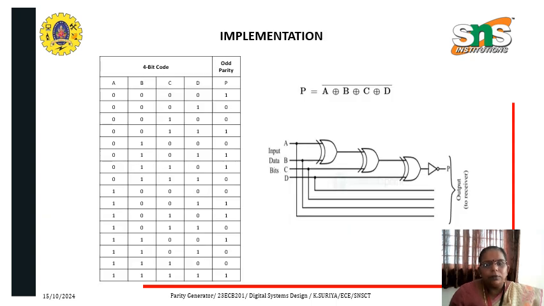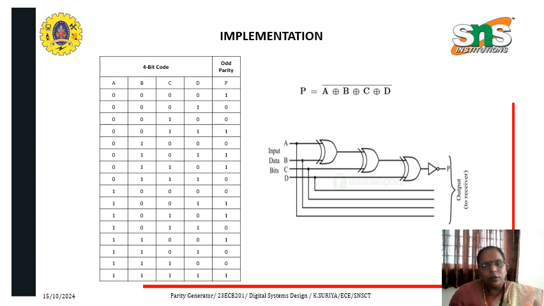So this is the truth table for odd parity. It will be the reverse of your even parity. So the output of odd parity is the reverse of the even parity, as shown here. So including the odd parity bit, you should have an odd number of ones here.